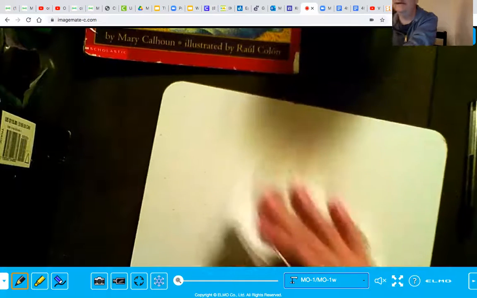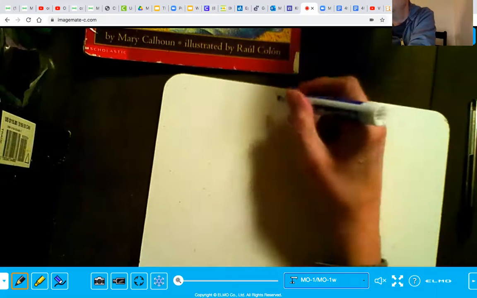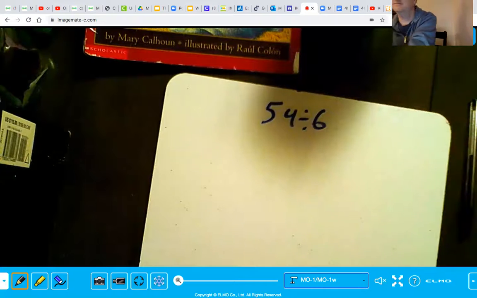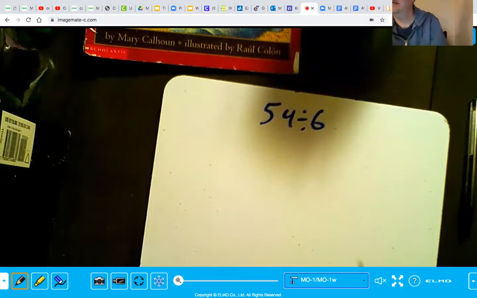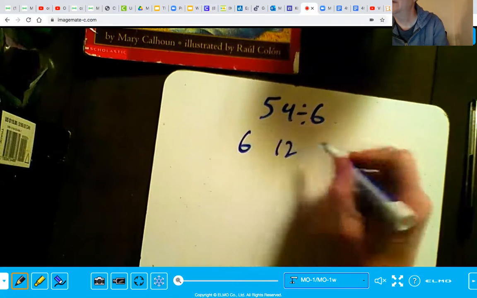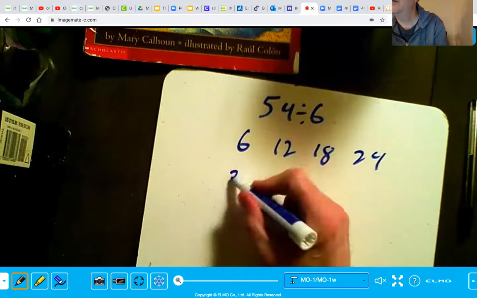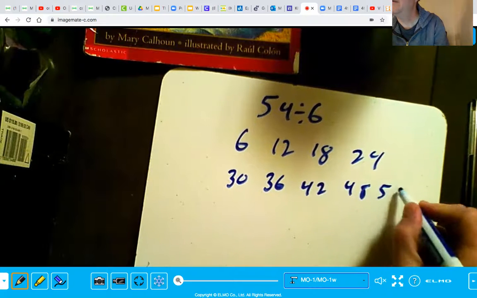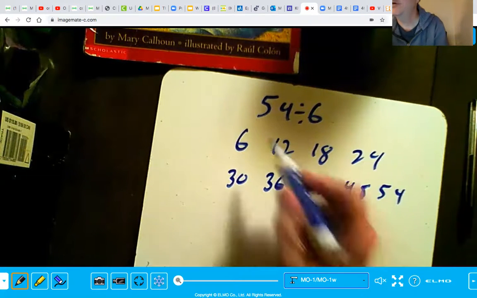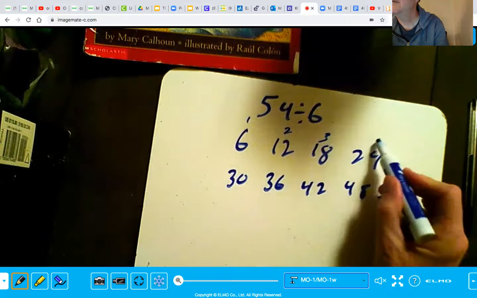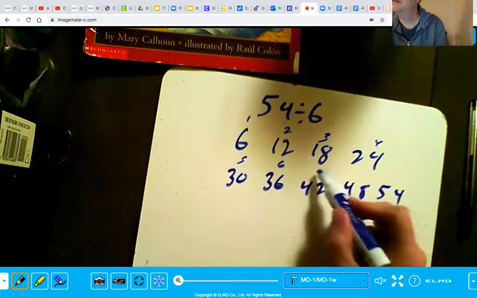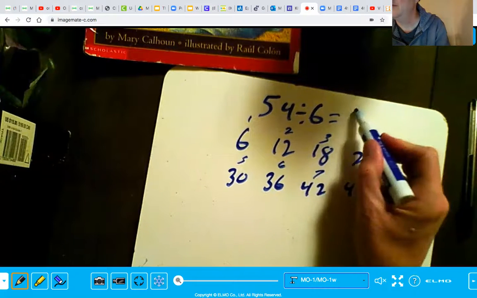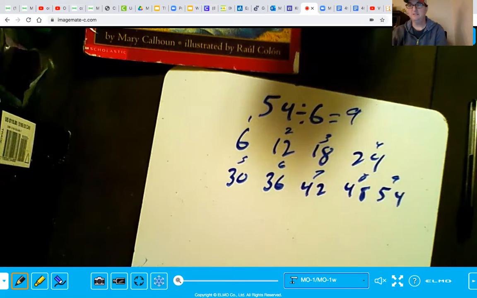Let's try one more like that. Let's do 54 divided by 6. Okay, so let's count by 6s till we get to 54. 6, 12, 18, 24, 30, 36, 42, 48, and 54. So how many groups of 6 are in 54? 1, 2, 3, 4, 5, 6, 7, 8, 9. So there are 9 groups of 6 in 54. So 54 divided by 6 is 9.